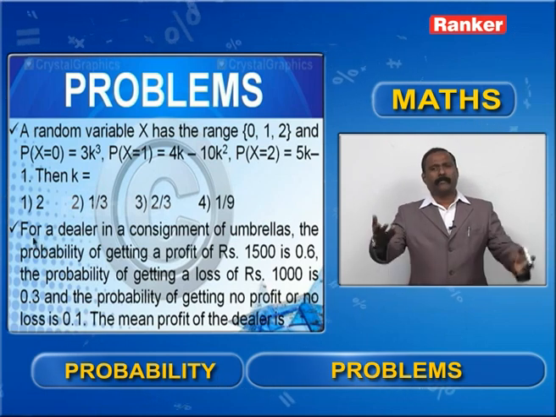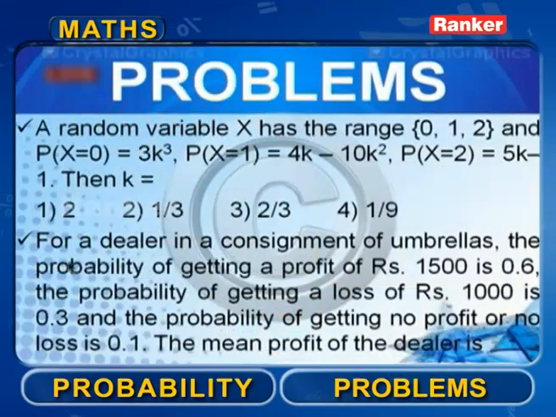And if you go to the second problem, for a dealer in a consignment of umbrellas, the probability of getting a profit of rupees 1500 is 0.6. The probability of getting a loss of rupees 1000 is 0.3.